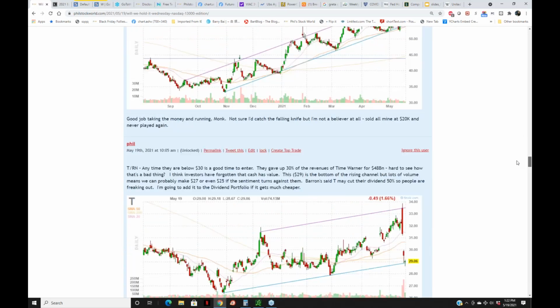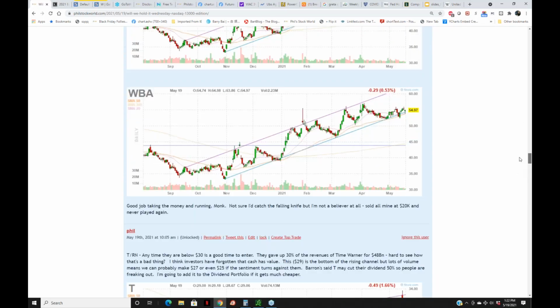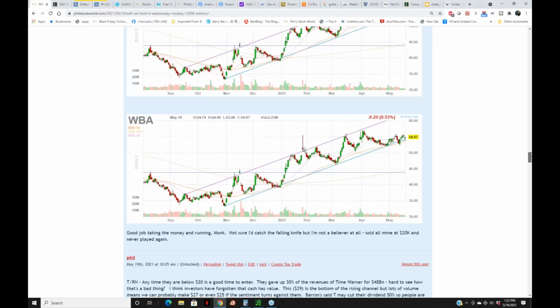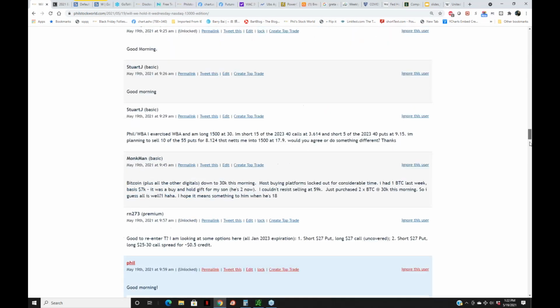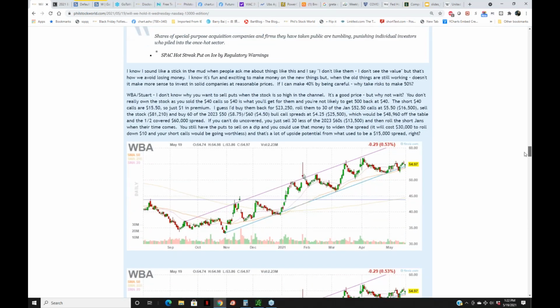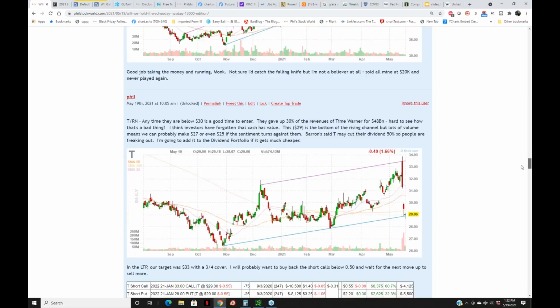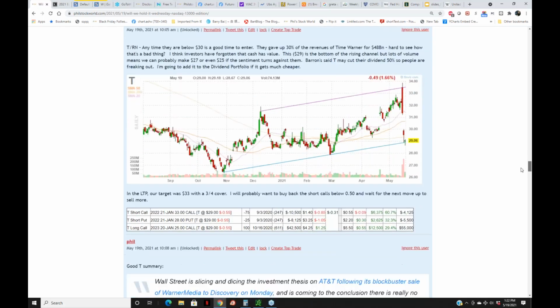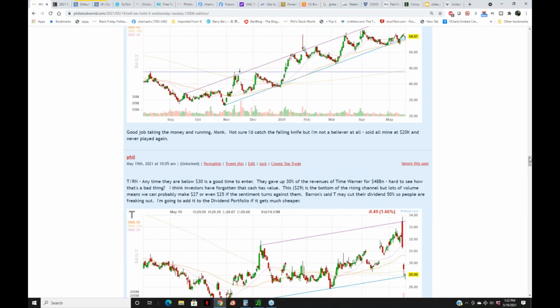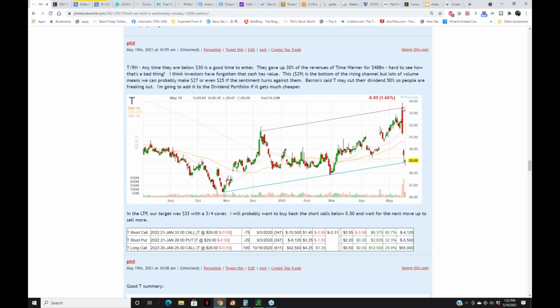Let's find where he said it. Well, okay, let's talk about AT&T, because AT&T has taken a massive sell-off for not a particularly good reason. Barron's is saying that they're going to cut their dividend. They just spun off Time Warner, but spinning it off doesn't mean they wrote it off. It just means it went down. So T took a massive hit from 33 to 29, $4 off. Fantastic time to get in and buy it right now. And I wrote, anytime they're below 30 is a good time to enter.